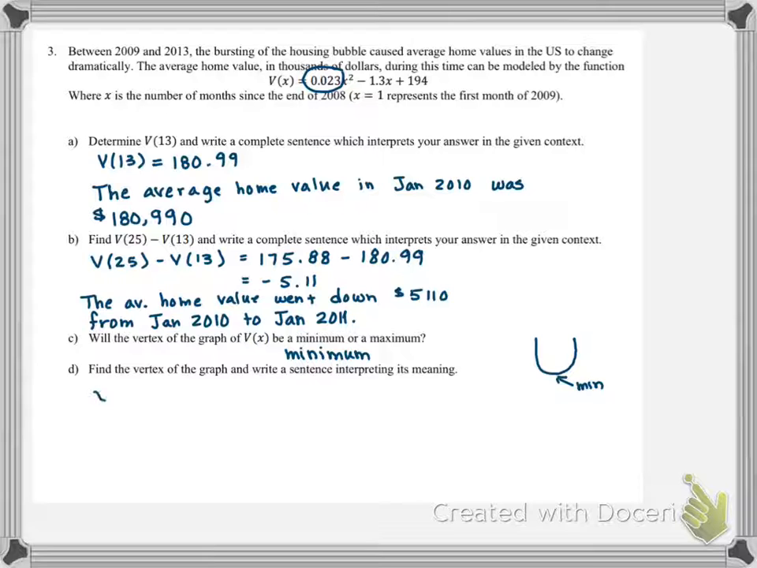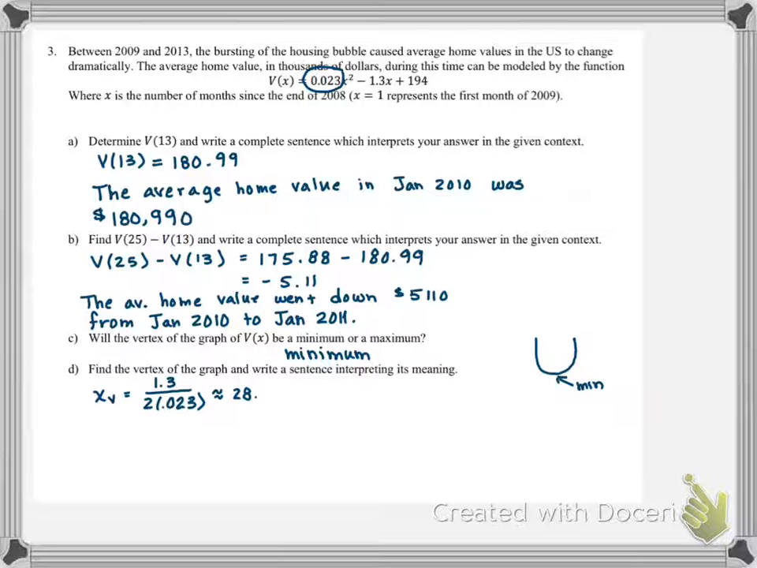So how do we find the vertex? Negative B divided by 2 times A. Good, yeah, so we're using our vertex formula. Is that an 023? Yep. And that gives us, what was it, like 28.3?